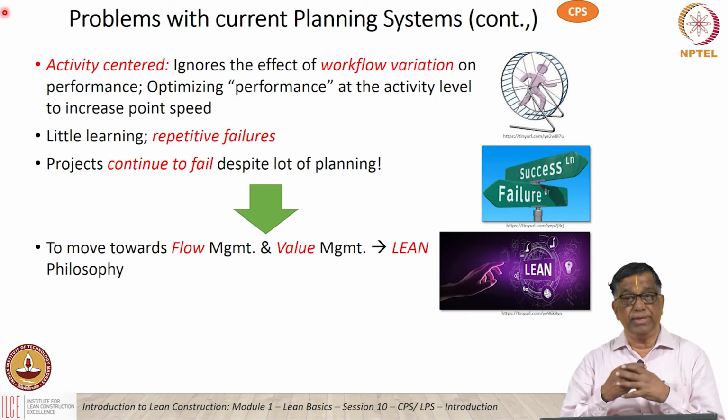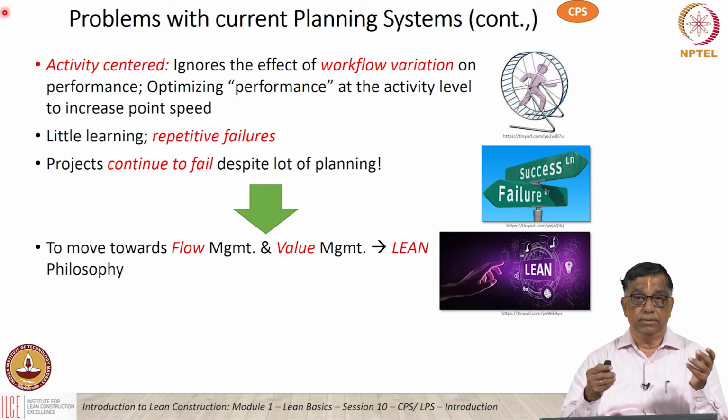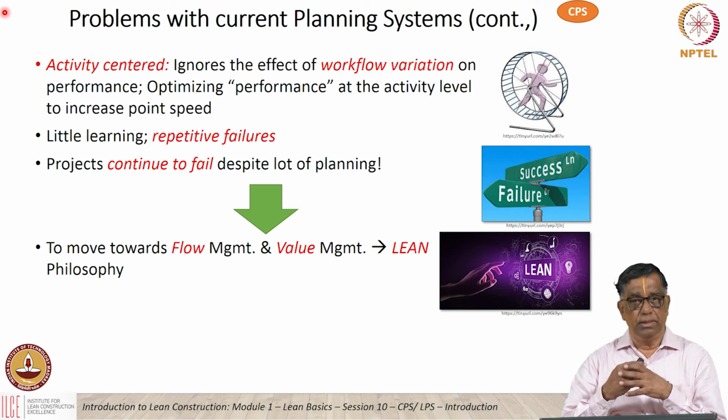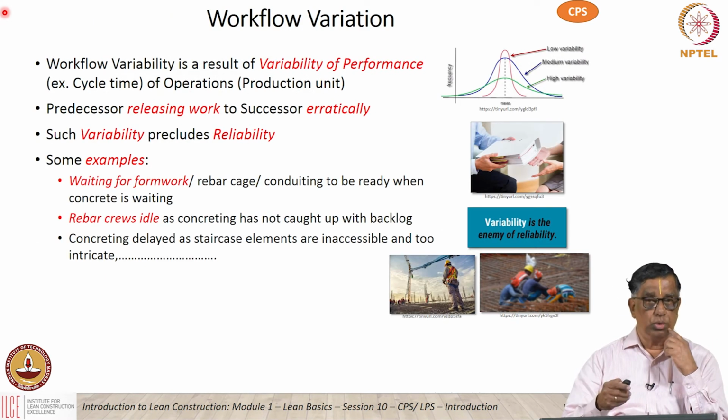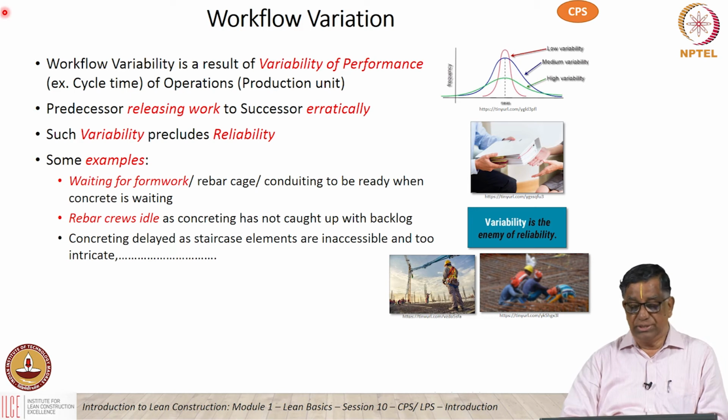And this is where we have a great ray of light, the lean construction management coming in and trying to help us to get back to proper controls. So if you look at the variability of workflow, the main reason is the variability of performance. That is your cycle time. You're not able to control and predict exactly how it goes.